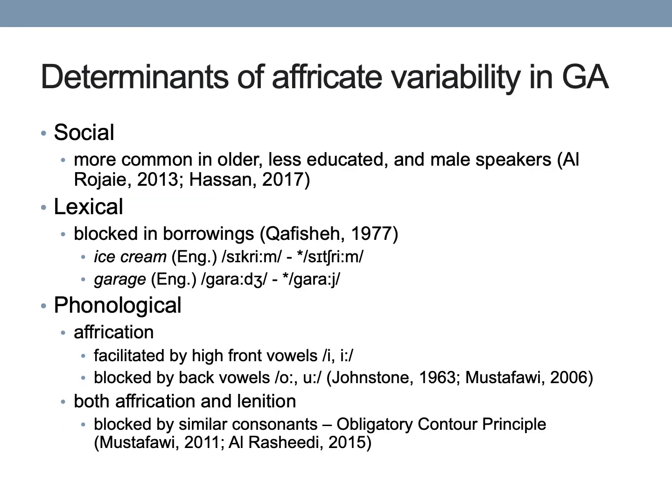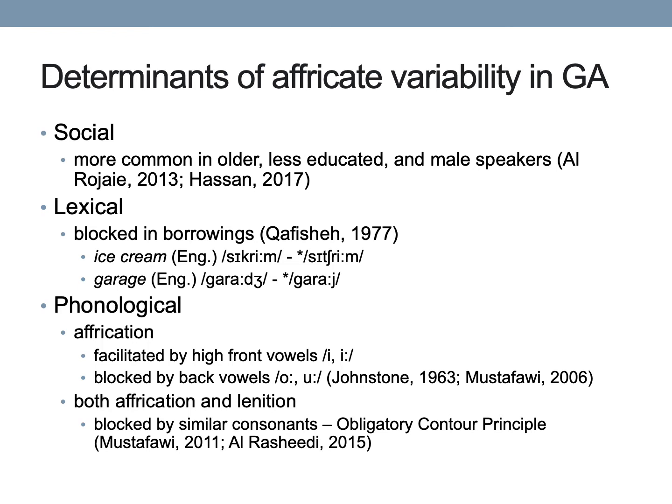Previous accounts of affricate variation in different dialects of Gulf Arabic have mostly focused on social and lexical factors. In general, these accounts typically report that both affrication and lenition are more common in older, less educated, and male speakers, and that both do not affect loanwords. There have been fewer attempts to link the processes to phonological factors, although it has been reported that affrication in particular is facilitated by the presence of the vowel E and conversely blocked by the presence of back vowels.